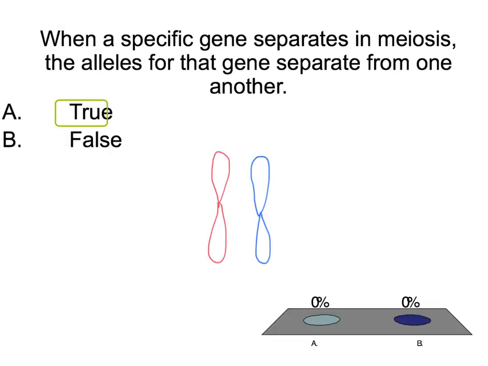Just a screen to remind us of our true-false question for this particular CC. And this true-false question is: when a specific gene separates in meiosis, the alleles for that gamete separate from one another. Now, we're coming back to our homologous chromosomes.